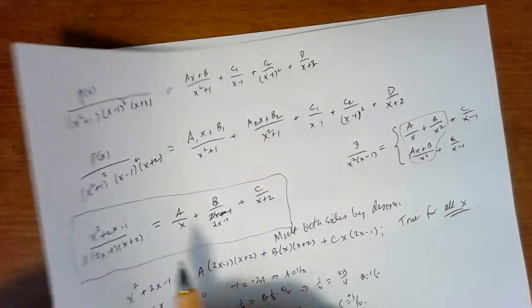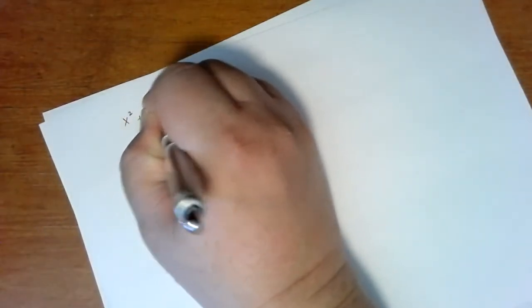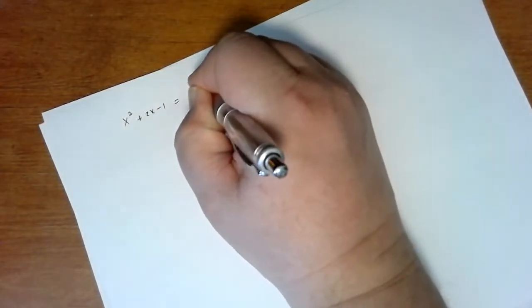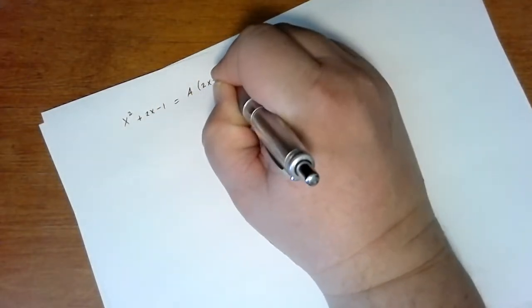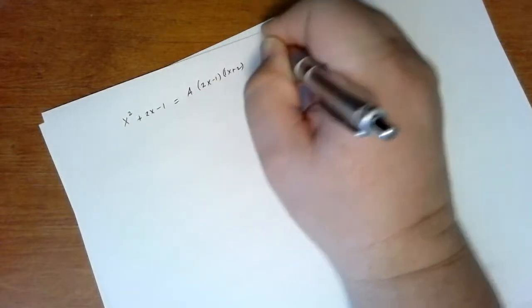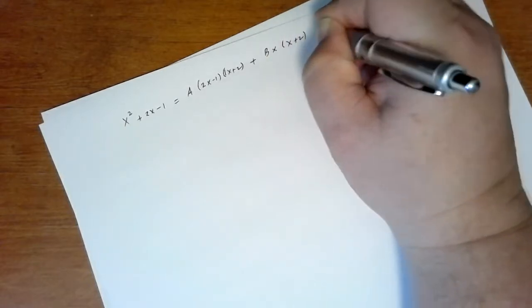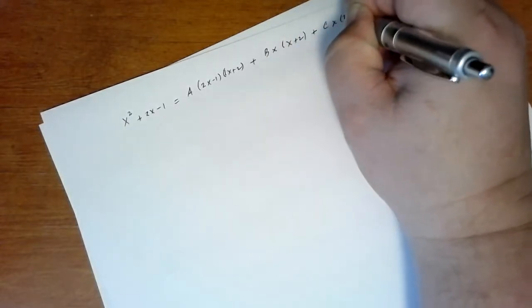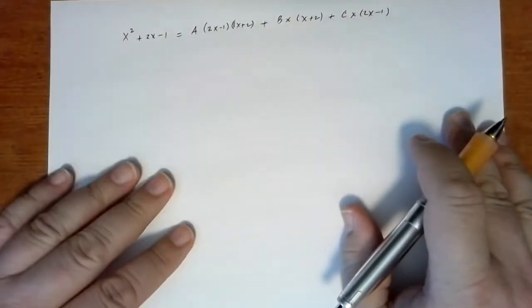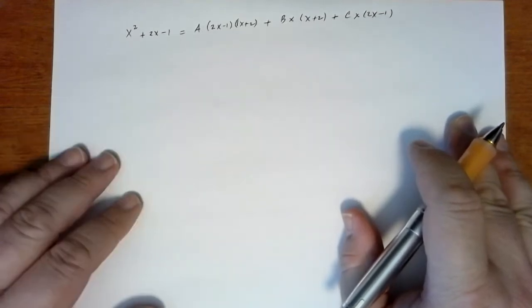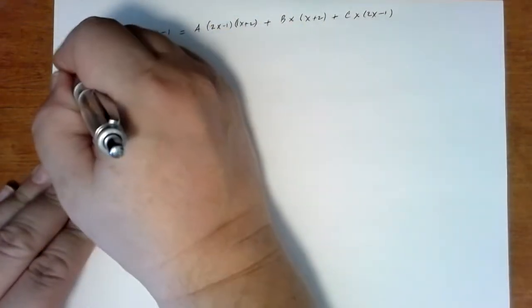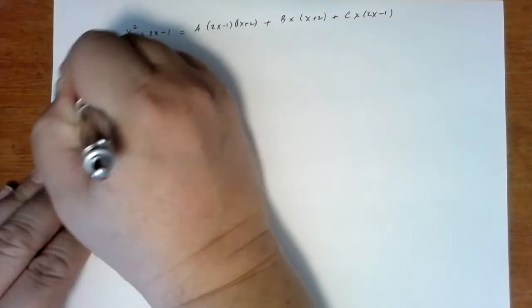Write it over here. Start a new page. So in this case, we have x squared plus 2x minus 1 is equal to a times 2x minus 1 times x plus 2 plus b times x plus 2 plus c times x times 2x minus 1. Okay, so we want to solve for a, b, and c. And the way to do it in this situation is that we're going to compare coefficients.